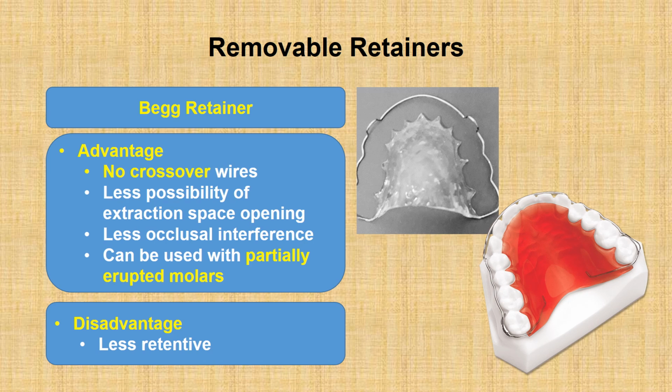Now the advantage of the Begg retainer, again, is there is no crossover wire. Therefore there's less possibility of the extraction space opening up, and because of no crossover of the labial bow as well as no Adams clasp, there's less occlusal interference, and it can also be used with partially erupted molars. The disadvantage is it is less retentive compared to a standard Hawley.